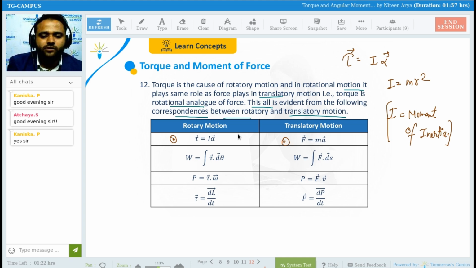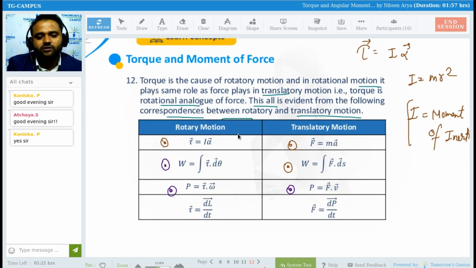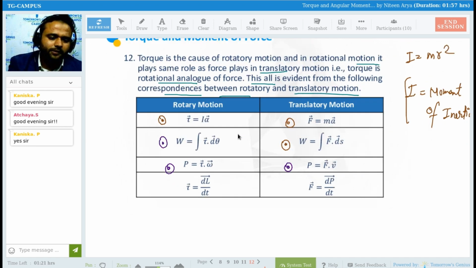As we know, work done equals F into ds. In the same sense, we have work done equals torque tau into d theta, because theta is the displacement. In the same sense, we have power, which is torque into velocity, like we already proved that power equals force into velocity. In the same sense, we have power in rotation, which is torque into omega. In the same sense, torque is dL by dt. L is where? L is angular momentum, r cross p.